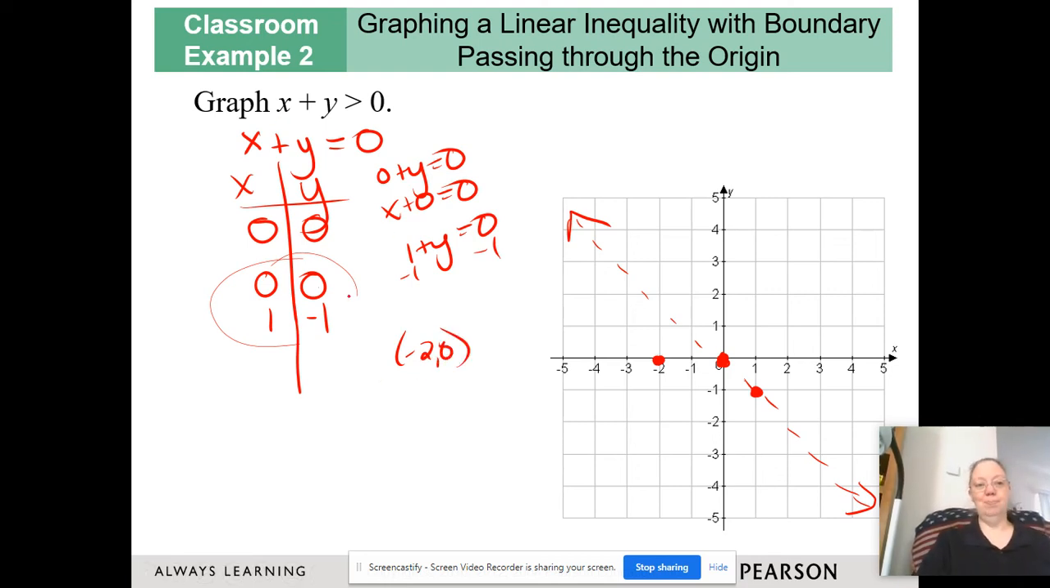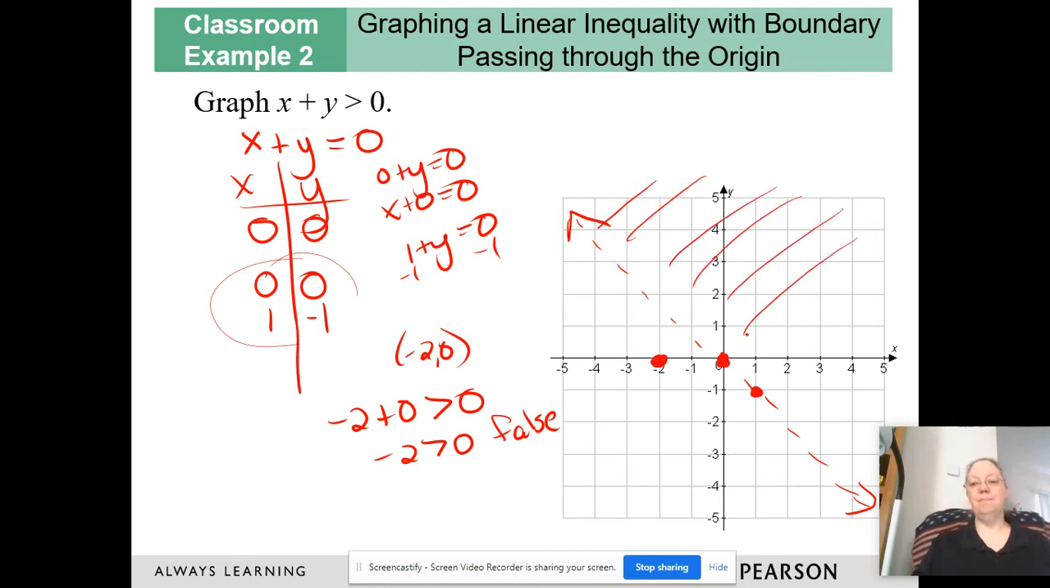So I'm going to plug in negative 2, which gives me negative 2 is greater than 0, which is false. That is not true. It's completely false. So because my test point was false, everything over here will not be shaded. You cannot shade on the same side as a false point. So I'm going to shade on the opposite side of my boundary line over here.